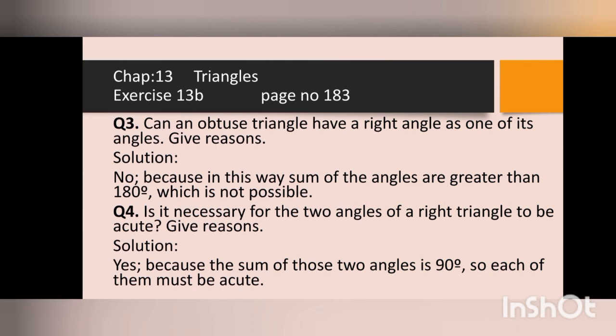Now question number 4: is it necessary for the two angles of a right triangle to be acute? Give reasons. Yes, because the sum of those two angles is 90 degrees, so each of them must be acute. Look, in a right angle triangle one angle is equal to 90 degrees. So of course the remaining two angles must be acute because the sum of those two angles must be equal to 90 degrees, as the sum of all three angles of a triangle is equal to 180 degrees. You all know that.